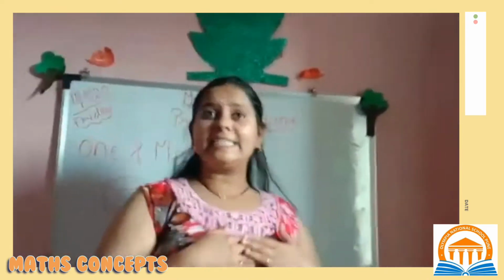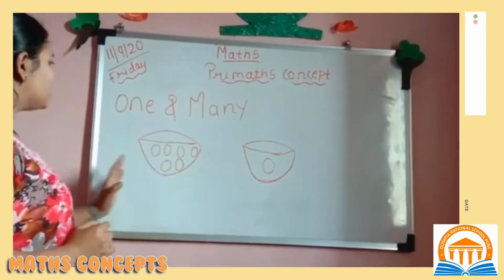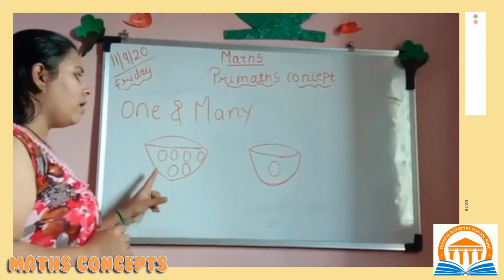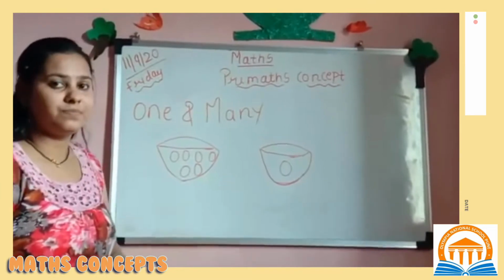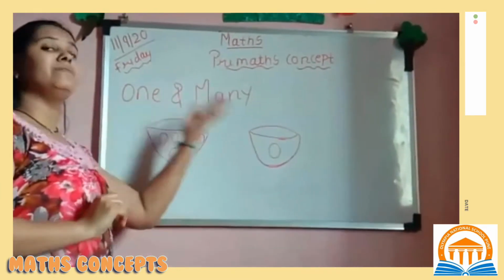So let us see the first example for the pre-maths concept. Here you can see two bowls, right? In one bowl you can see there are many pebbles. In the other bowl there is only one pebble. Now who will tell me which is one and which is many?